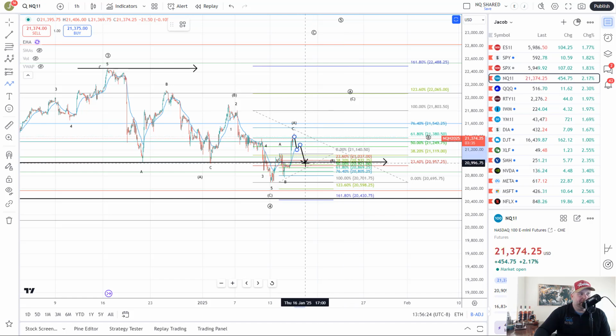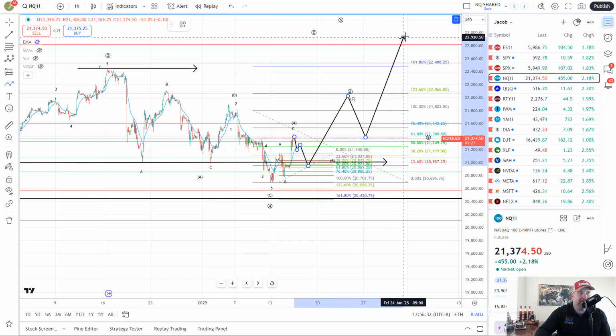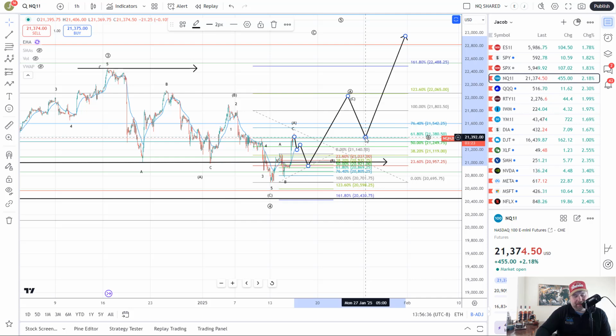A 3-wave pullback into this area right here around 20,950. If they hold, then we're looking for completion of this A wave up to about 22,000, and then B and C up to 23,000. That would be our bullish path on the Nasdaq.